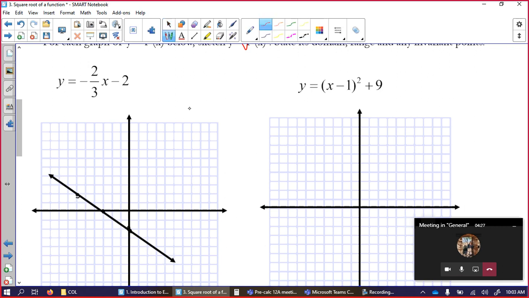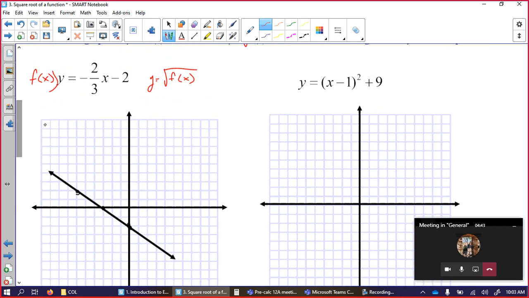So if I'm looking at y equals the square root of f of x, where this is f of x, we can do this. The first thing we need to do is find our two important points where y equals 0 and y equals 1. So I have all of this business down here.